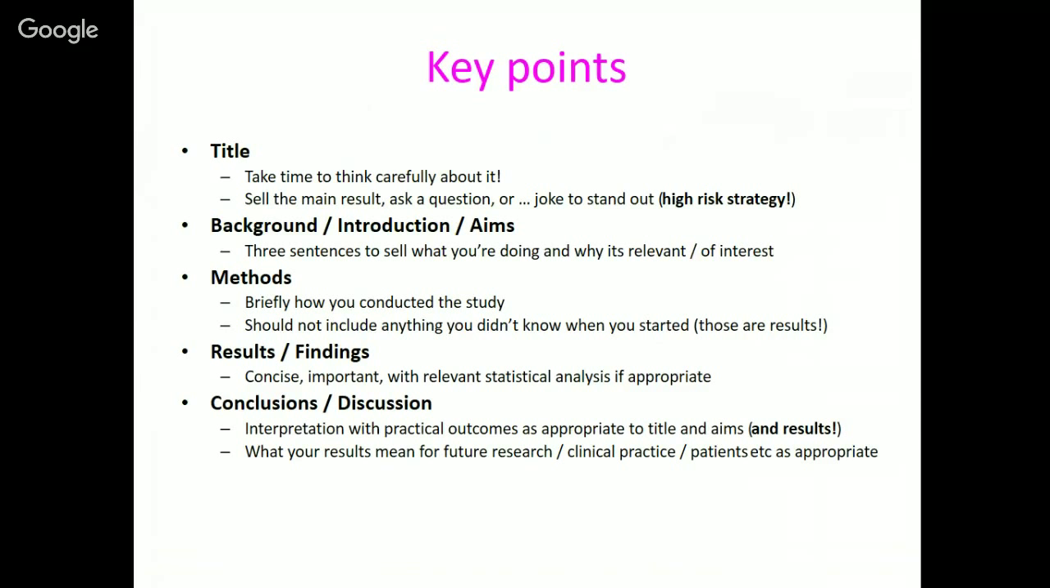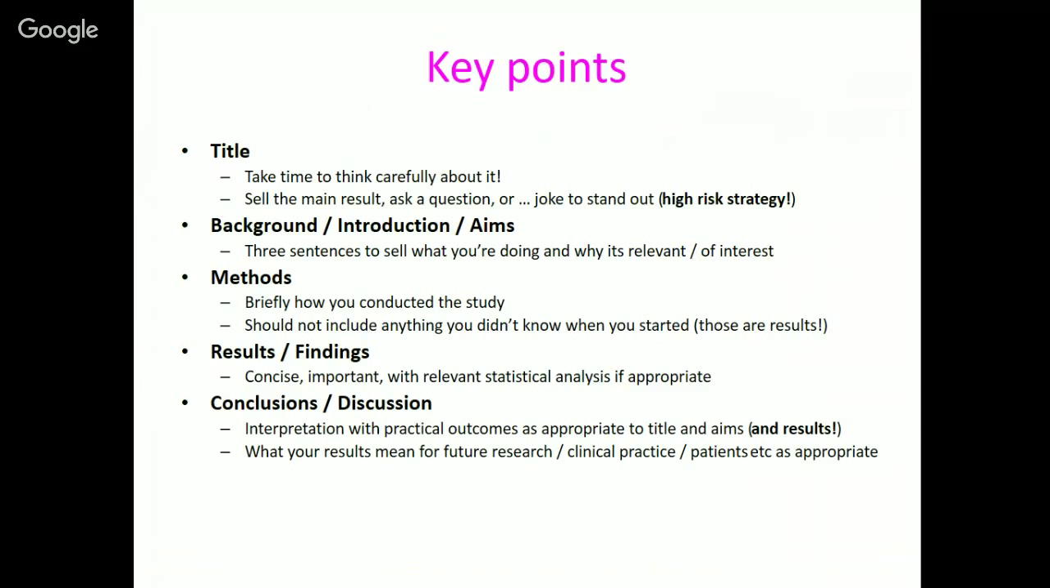The background can also be called the introduction or the aims, depending on the journal or the conference that you're submitting to. As I mentioned, it's typically no more than three sentences to set out what you're doing, why it's relevant, why that's of interest. And typically the final sentence of the background or the introduction or the aims will say exactly what it was that you were going to do in this study. So you might say something, for example, looking at global surgery as we do, that the global burden of surgical disease is yet to be clarified. Your second sentence may say what the impact this has in terms of resources that are made available, and your third sentence might say in this study we set out to examine the differences in surgical outcomes around the world. So very simple and straightforward.